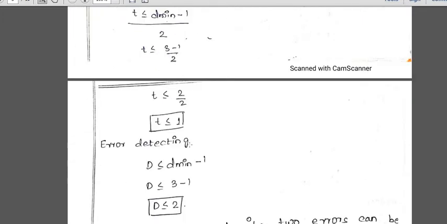Now comes the error detecting capability. What is the formula for that? D is less than or equals to d min minus 1. What is d minimum? That is 3. 3 minus 1 is equal to 2. So the error detecting capability is 2. This is how you have to find the error correcting as well as error detecting capability. It is also one of the important questions for your external examination.